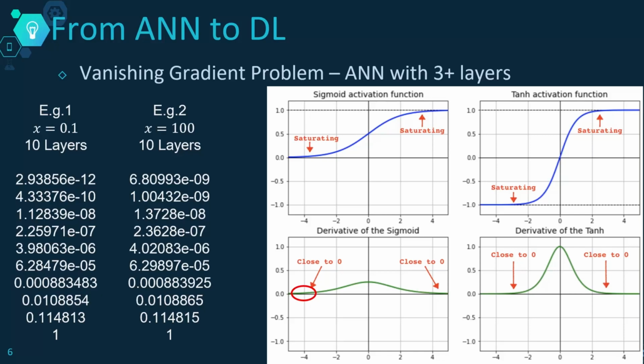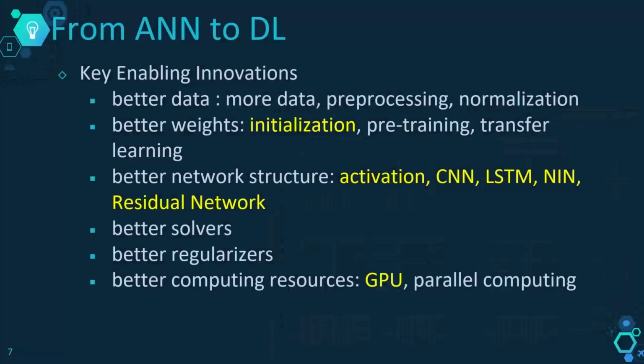When I was introducing the history of deep learning, you could see that I mentioned a few key techniques that we can use to solve this vanishing gradient problem. And again, let me summarize the key enabling innovations, why we can move from ANN to deep learning, and why this transition did not happen early. Here are a few key things. First, we need to have better data.